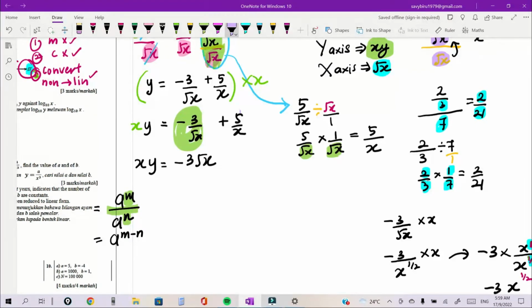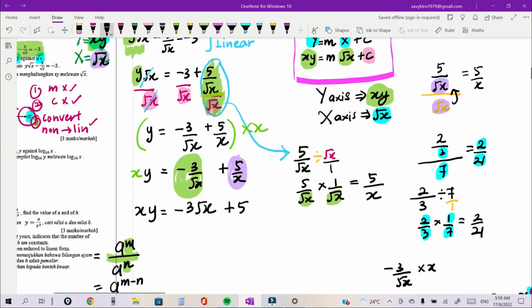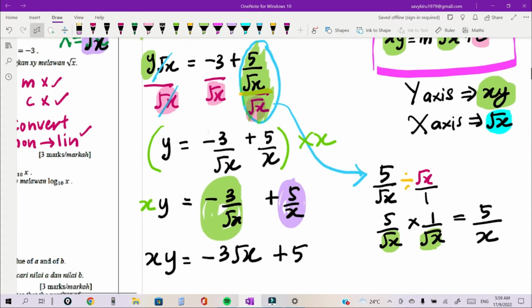Okay, next. This one 5 over x times x, tinggal 5. This one dengan this one cancel. Okay, so tinggal 5 plus 5. Okay, next kita check lagi. Okay, kita dah dapat ke belum?